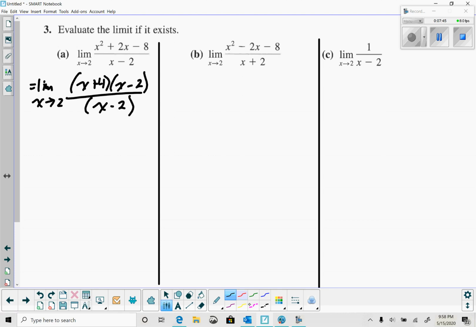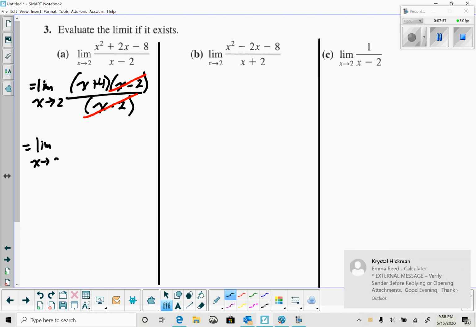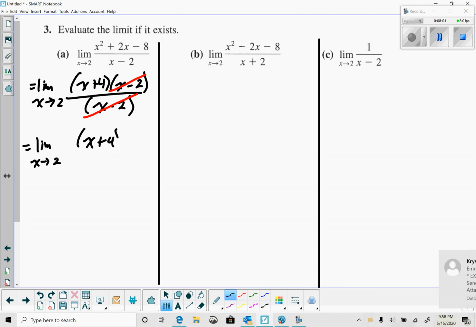Now, would you look at that? What are the odds? Those factors reduce. So this is the limit as x approaches 2 of the function, now simply x plus 4. We don't have to worry about substituting a value in place of x and getting a denominator of 0. So this simply means 2 plus 4, and this limit is 6.